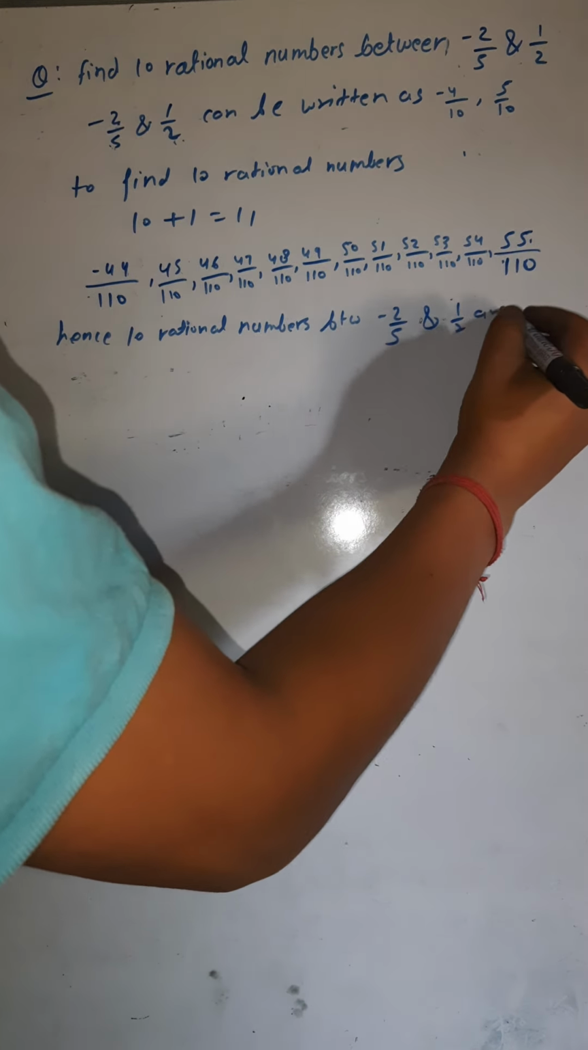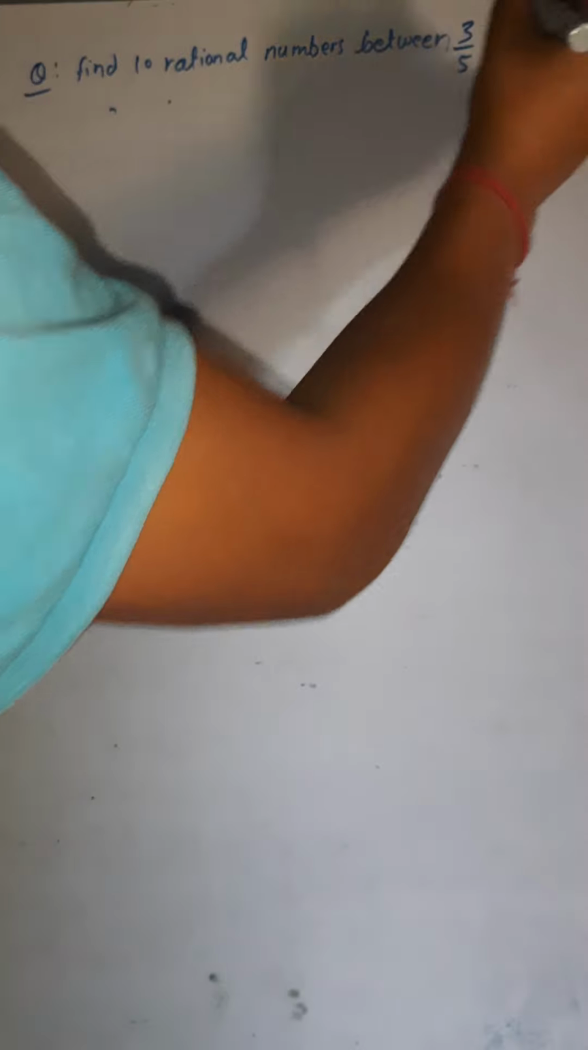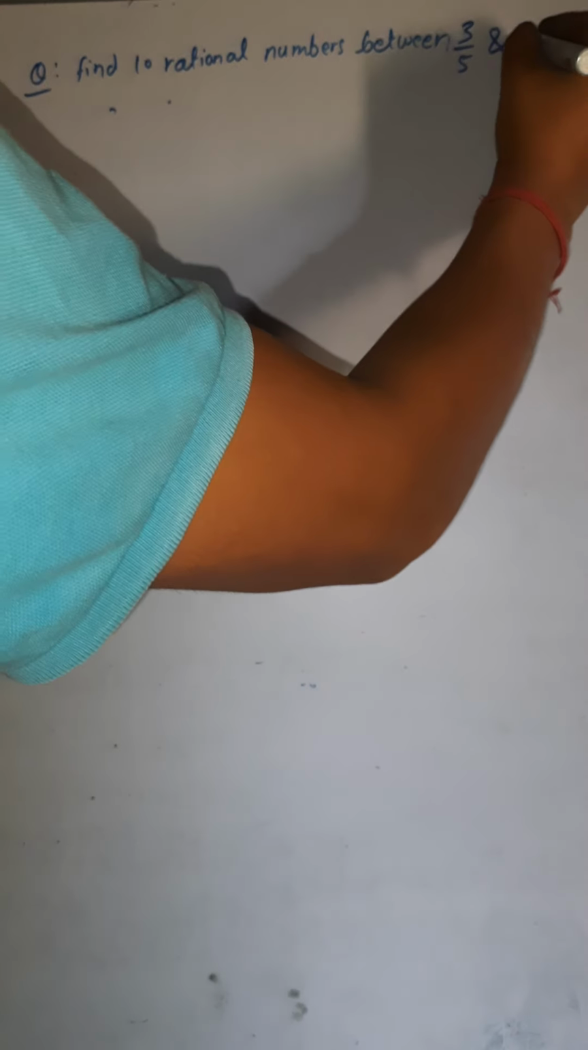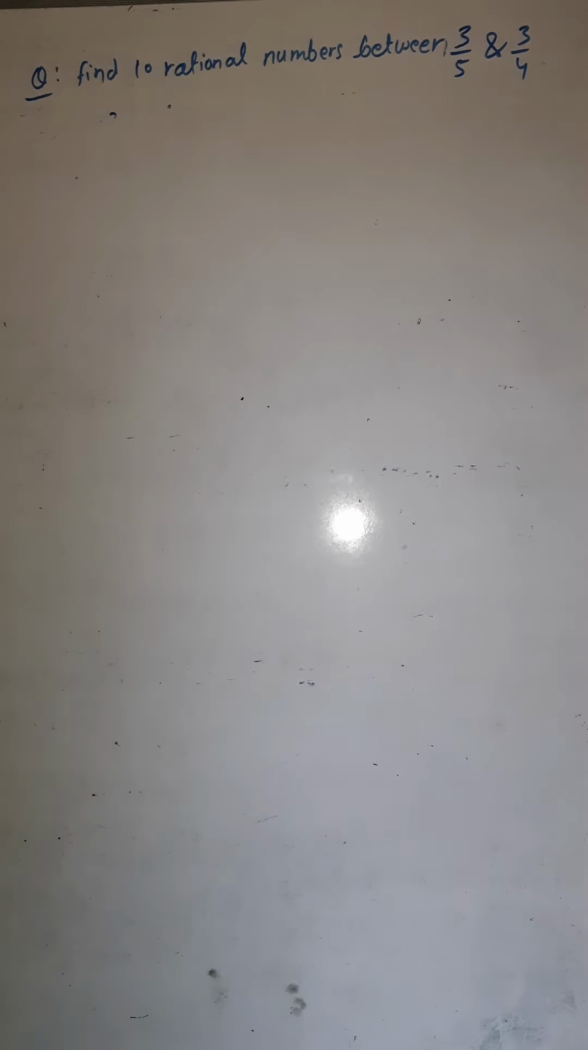So a similar question I am going to give you. Let me erase this. This question you have to do on your own, remember. Okay, the question is: find 10 rational numbers between 3 by 5 and 3 by 4. This question you would be doing on your own. With this question we would be concluding this chapter.